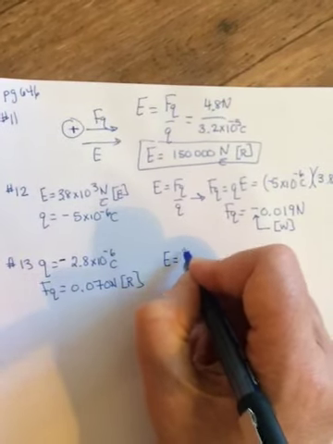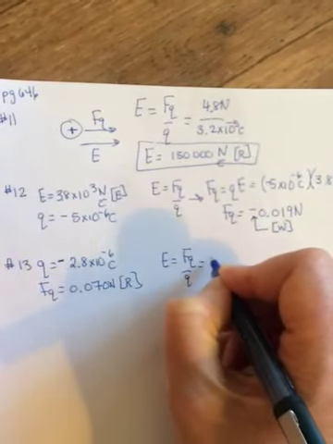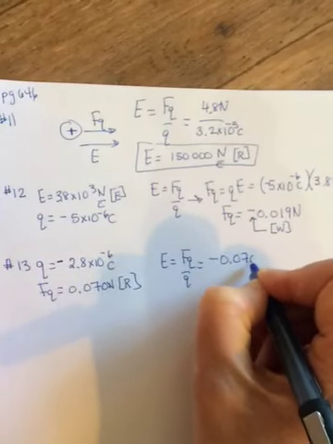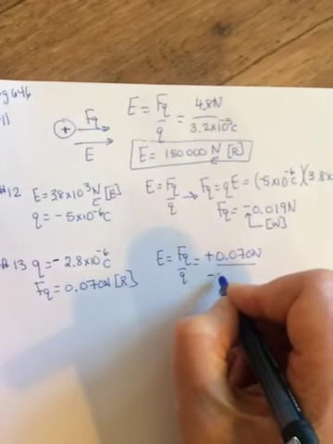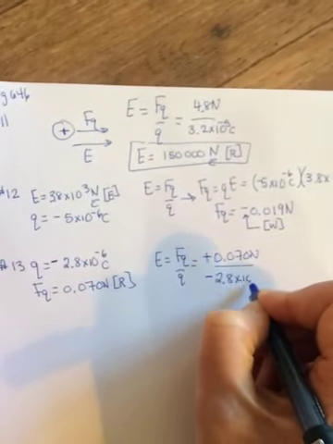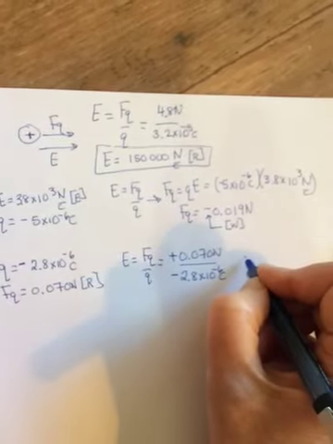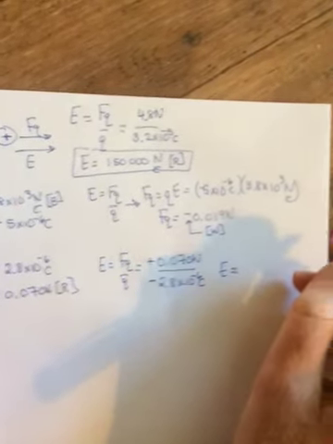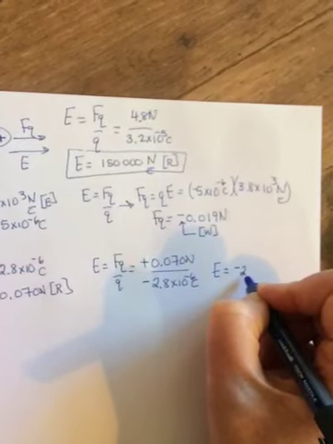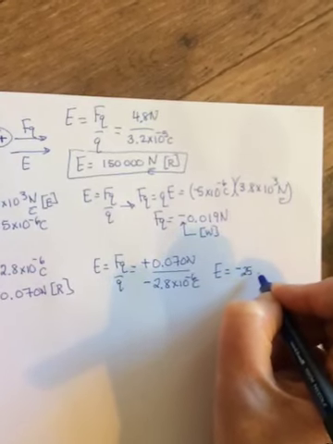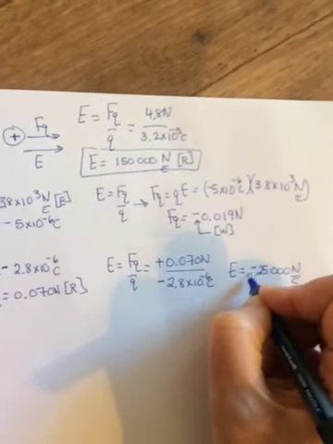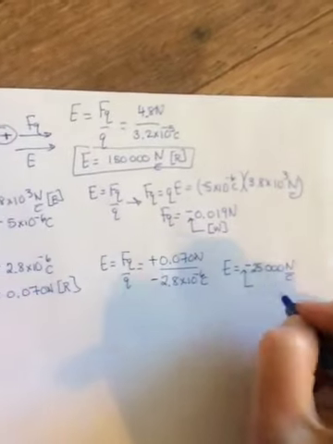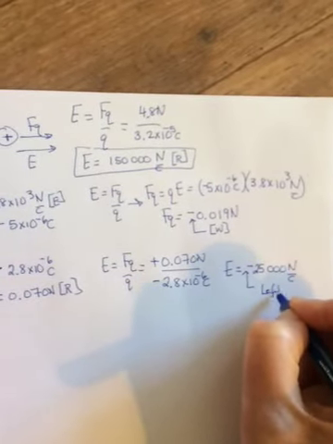So E is equal to F_Q over Q. So 0.070 newtons divided by, that one's not negative, this one is negative 2.8 times 10 to the negative 6 coulombs. When you do this, you should get an E of negative 25,000 newtons per coulomb, where the negative means left, since we called right positive on the force.